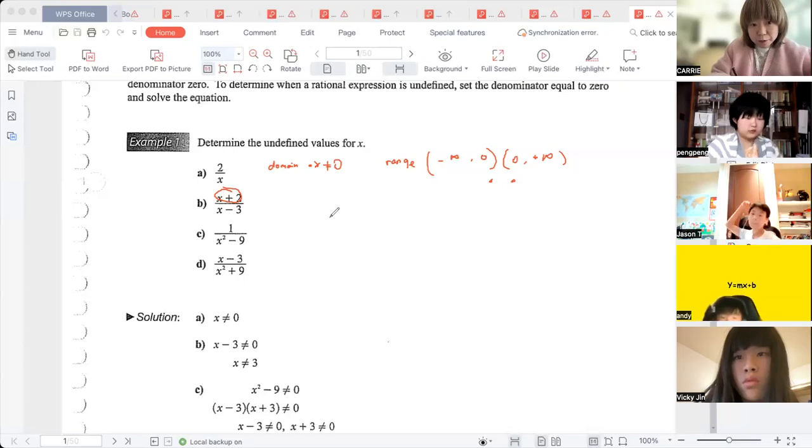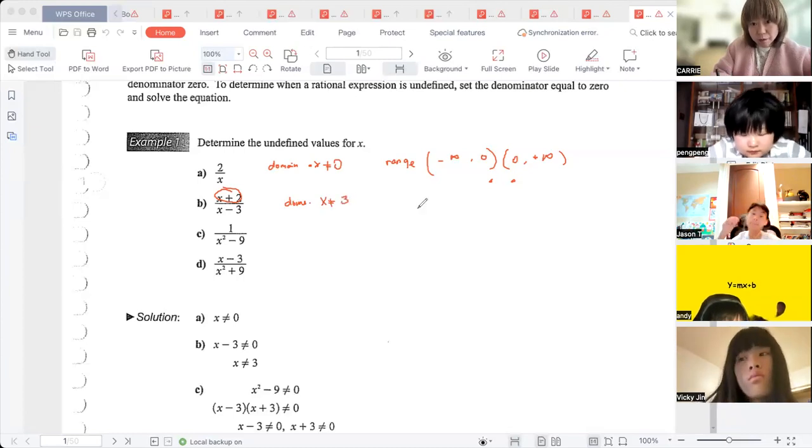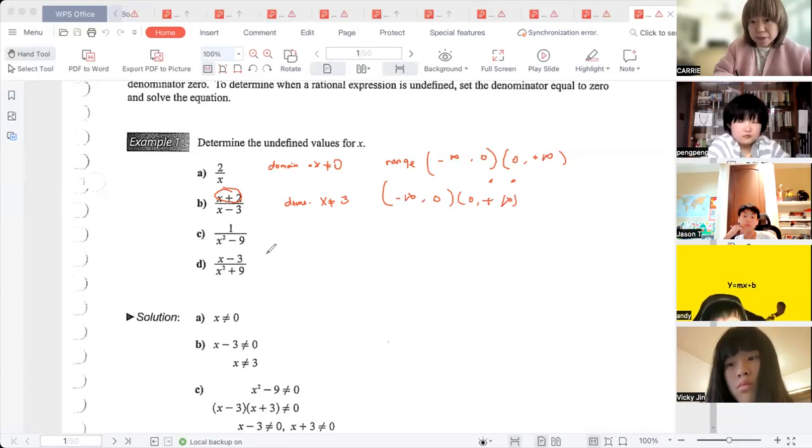Okay, so let's take a look at B. The domain is what? The domain is x cannot equal 3, right? So the range is also negative infinity to 0 and 0 to positive infinity, right? So let's take a look at C.